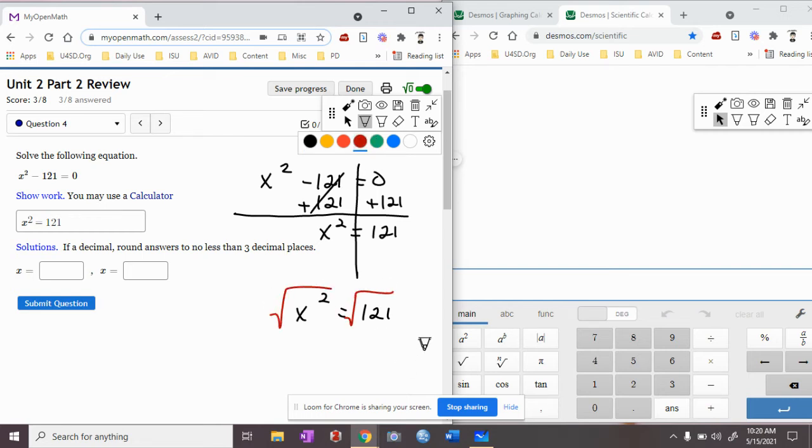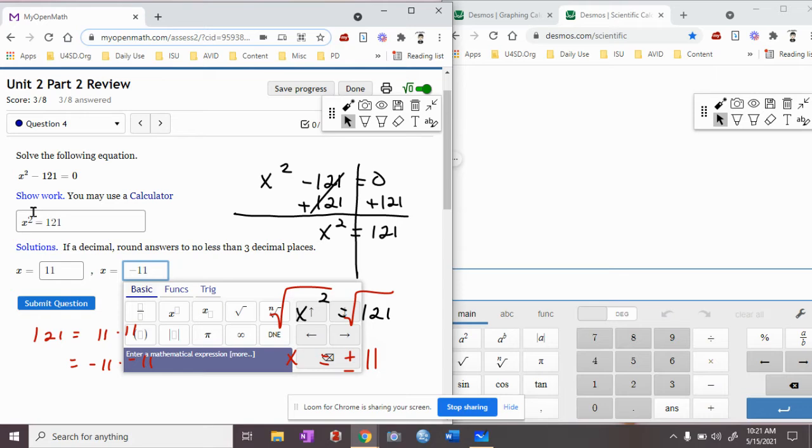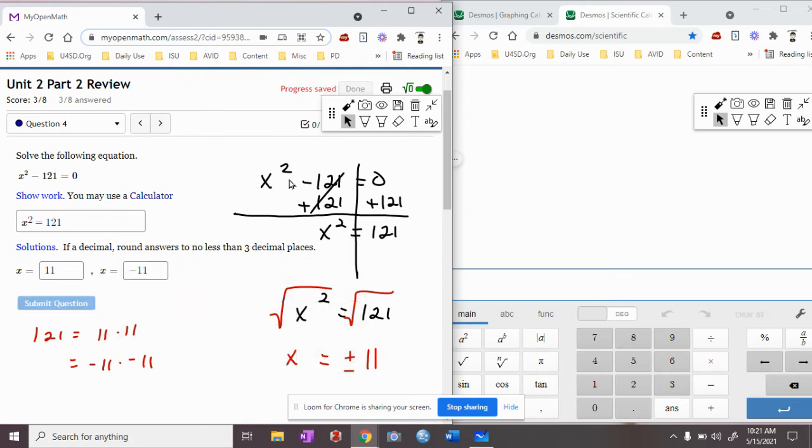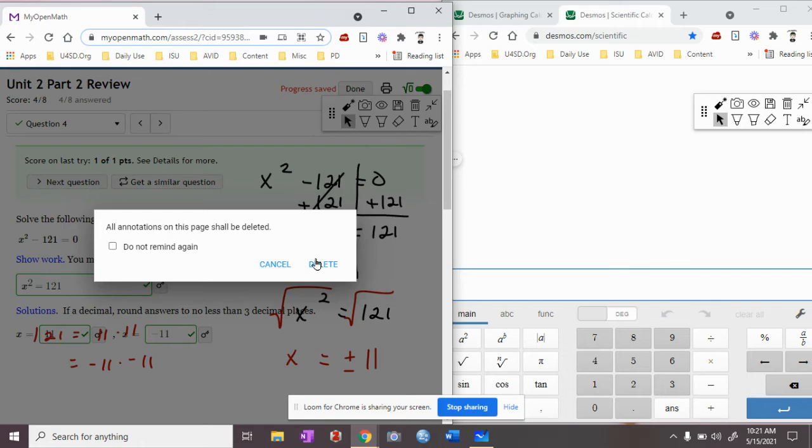Now to actually solve this, I take that x squared equals 121, and I am going to take the square root of both sides. The square root of x squared is x, but when I square root 121, I can get a positive and a negative output, because I know that 121 equals 11 times 11, or negative 11 times negative 11. So I can get positive and negative 11 out of this function. So I have positive 11 and I have negative 11. Okay, so I can submit that, and there we go.